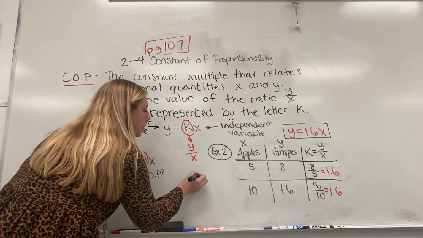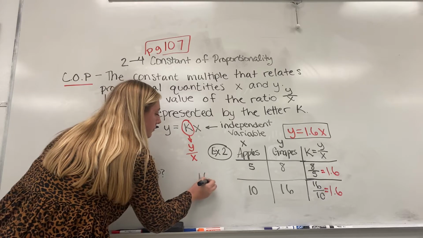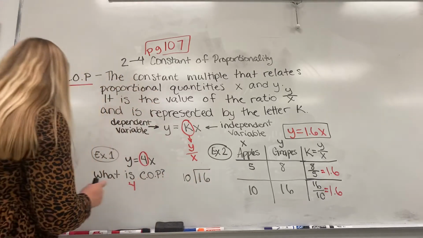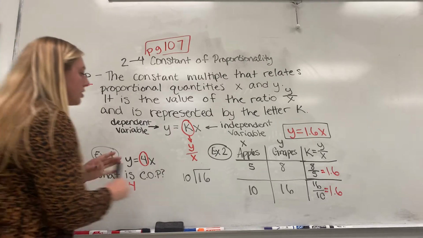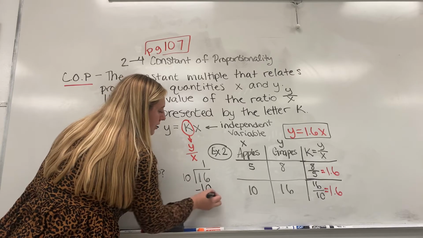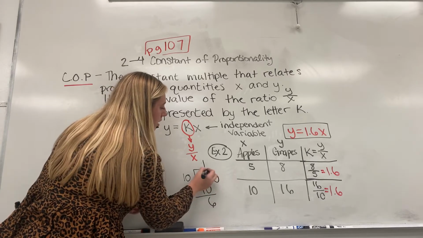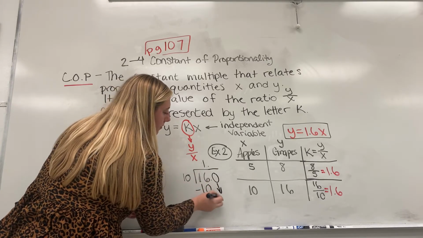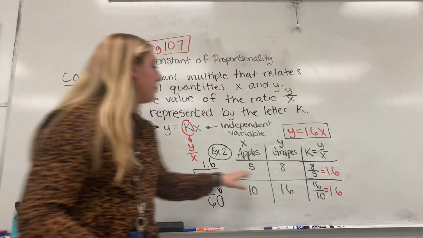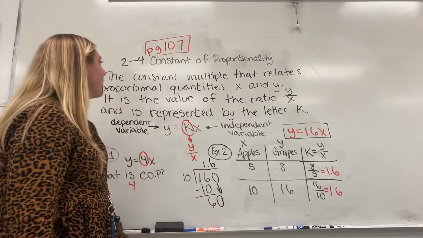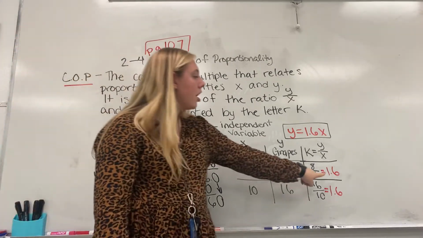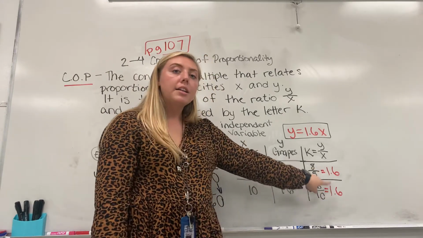Okay, so I'm going to put my 16 on the inside, because that's my y value, and my x value is going to go on the outside. So 10 goes into 16 one time, it's going to be 10. When I subtract it, I'll have 6 left over. We'll drop that 0, and 10 goes into 60 6 times. So I am getting a matching number of that 1.6 here. So these are proportional quantities because I got the same constant of proportionality when I did my ratio of y over x.